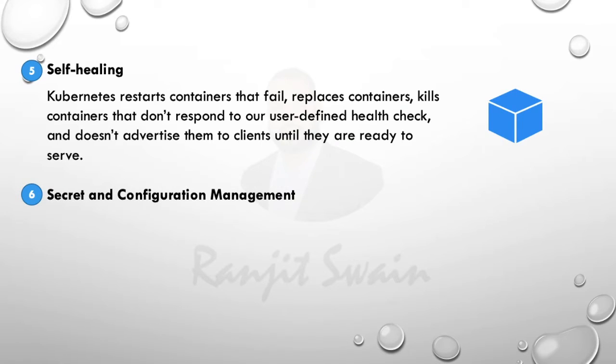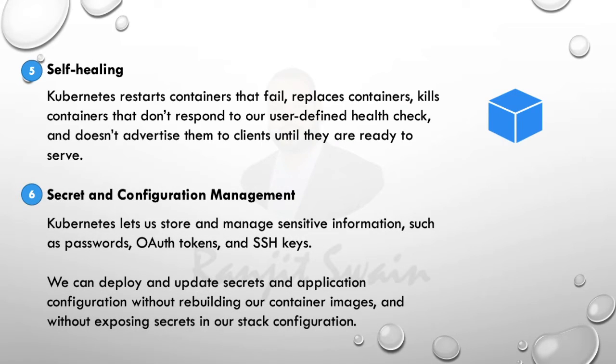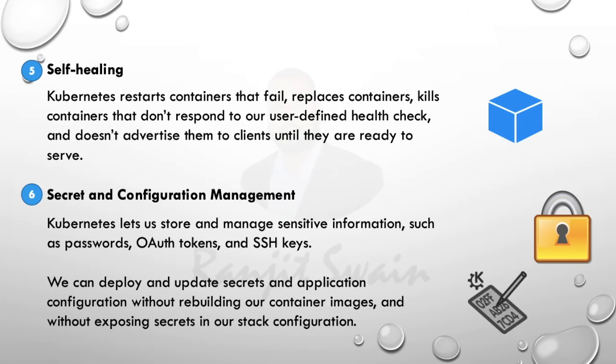Secret and configuration management. Kubernetes lets us store and manage sensitive information such as passwords, authentication tokens, and SSH keys. We can deploy and update secrets and application configuration without rebuilding our container images and without exposing secrets in our stack configuration. So these are the benefits we get using Kubernetes.